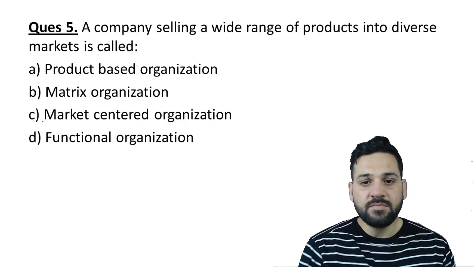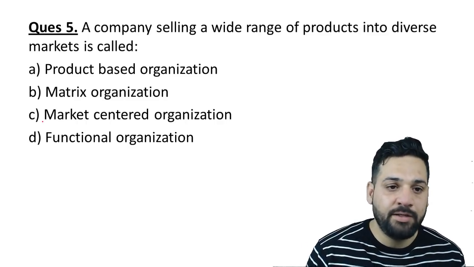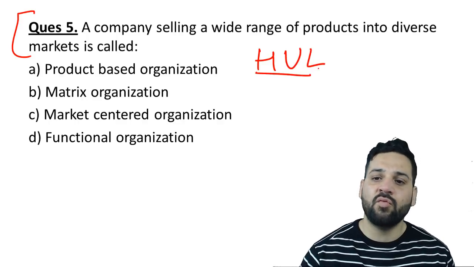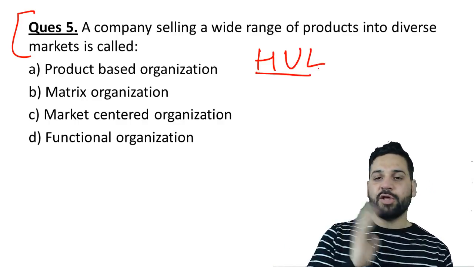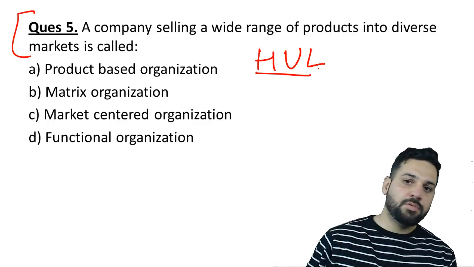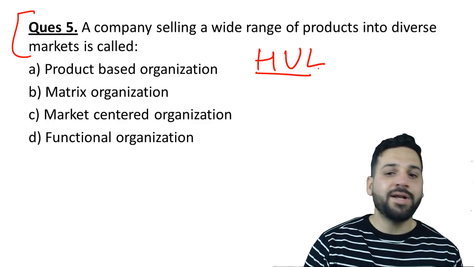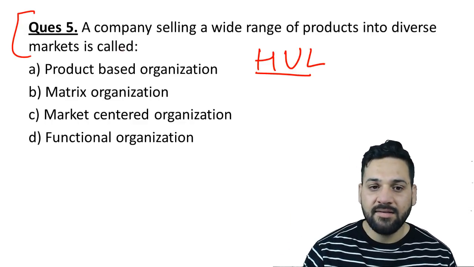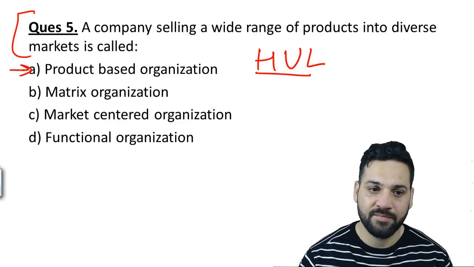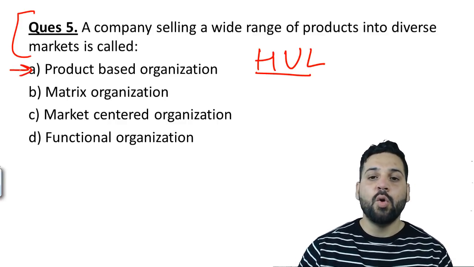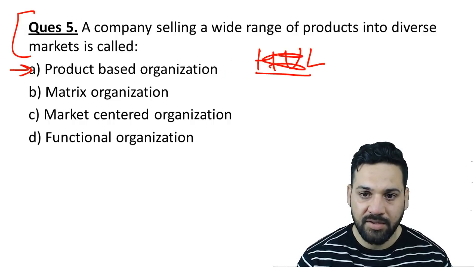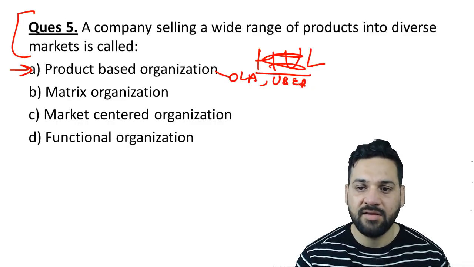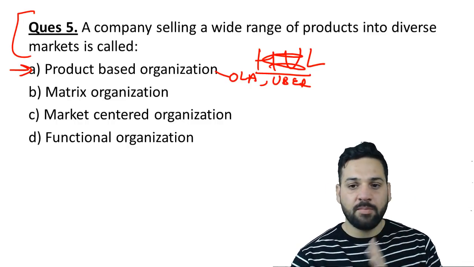ओके, अ कंपनी सेलिंग अ वाइड रेंज ऑफ प्रोडक्ट्स इनटू डाइवर्स मार्केट इज कॉल्ड. क्लासिक एग्जांपल इज हिंदुस्तान यूनिलीवर लिमिटेड. वाइड रेंज ऑफ प्रोडक्ट्स, डाइवर्सिफाइड मार्केट में शैम्पू, साबुन, चॉकलेट्स, आइसक्रीम्स, बहुत कुछ बनाते हैं. सो वट काइंड ऑफ, यूज योर गट फील, इवन इफ यू डोंट नो द आंसर. वट इज अ प्रोडक्ट बेस्ड ऑर्गेनाइजेशन? ओला, ऊबर, आई गिव यू द आंसर. ओला इज अ प्रोडक्ट बेस्ड ऑर्गेनाइजेशन, ऊबर इज अ प्रोडक्ट बेस्ड ऑर्गेनाइजेशन.